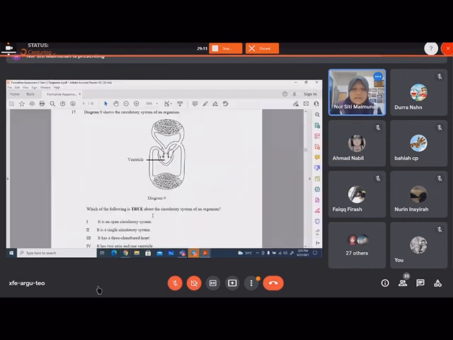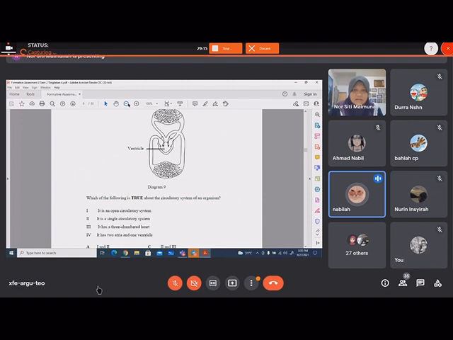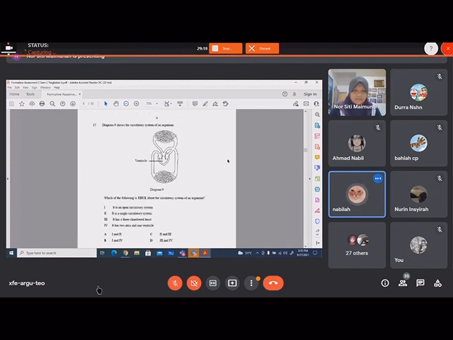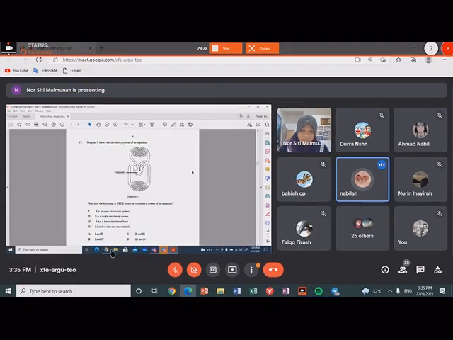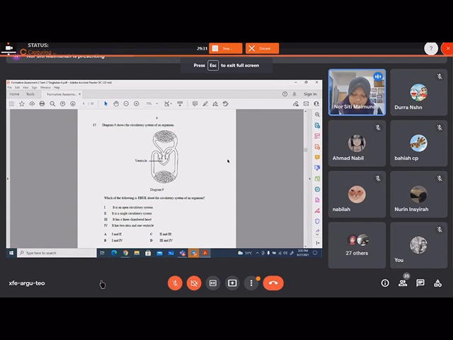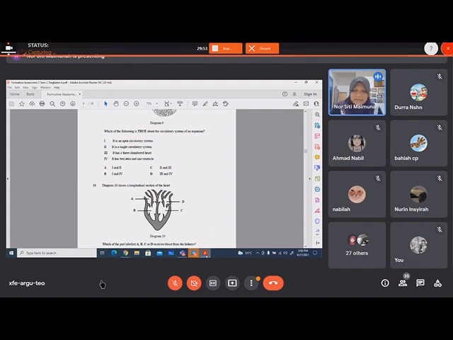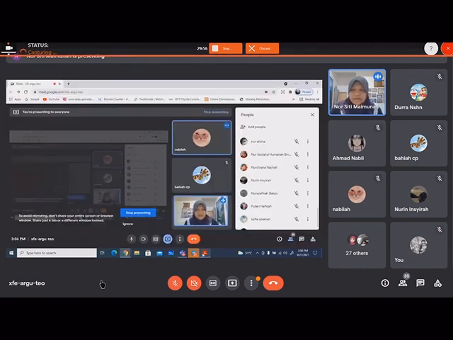Next, number 17. Nabila? Diagram 9 shows the circulatory system of an organism. Which of the following is true about the circulatory system of an organism? D. 3 and 4. It has a 3-chambered heart and it has 2 atria and 1 ventricle. Correct. What type of circulatory system is it called? Incomplete double closed, yes. This belongs to amphibians and also reptiles.